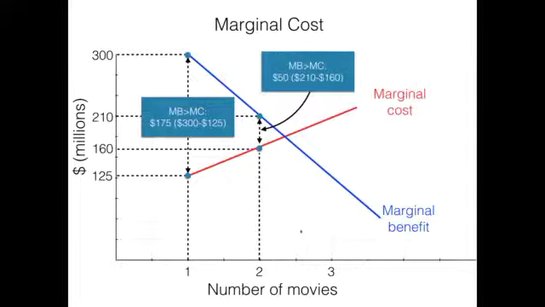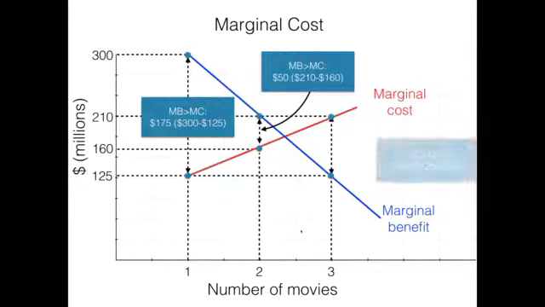Now let's just see what happens if the production company decides they want to do a third movie. So the marginal benefit of that third movie is going to be $125 million. The marginal cost of producing that movie is going to be $210 million. So the marginal cost exceeds the marginal benefit.